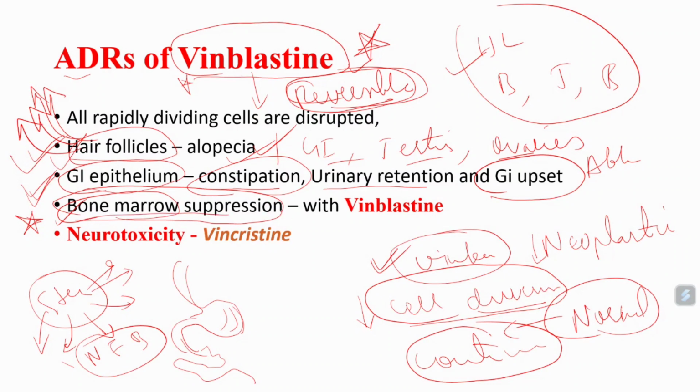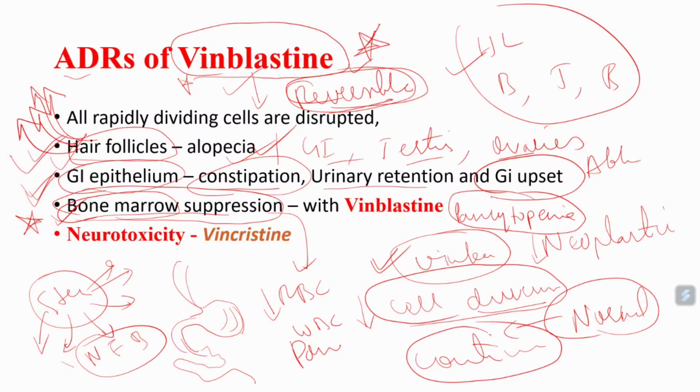When bone marrow suppression occurs, it will stop production of RBC. RBC decreases, WBC decreases. It will cause pancytopenia. Simple. Due to bone marrow suppression, it causes pancytopenia. So this is another important adverse effect with vinblastine. Pancytopenia causes anemia, and with that, infection risk will increase. All those adverse effects we can suspect with vinblastine.